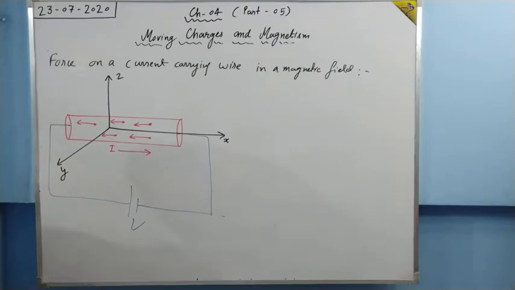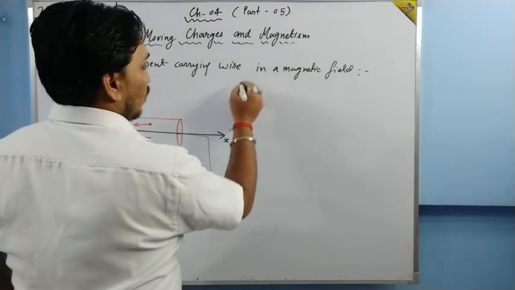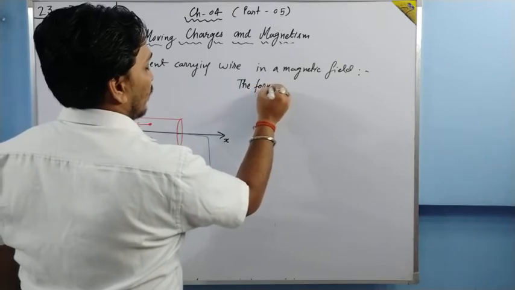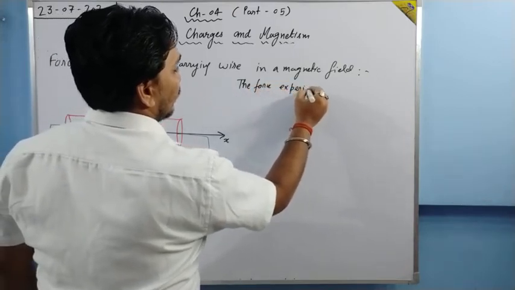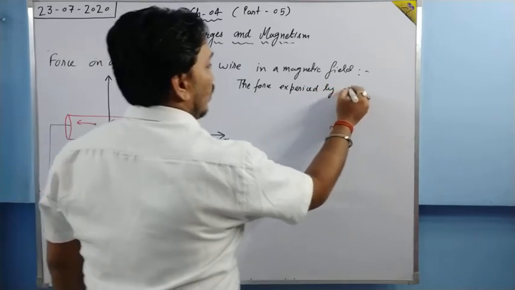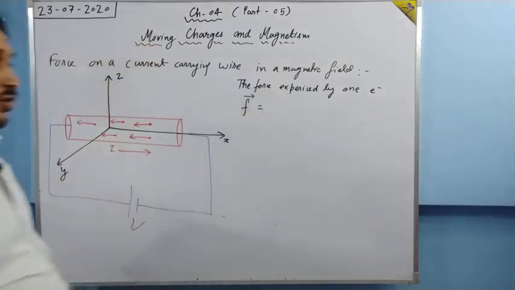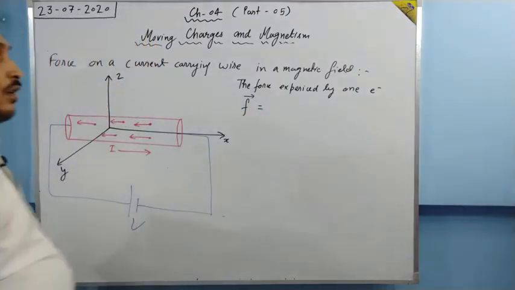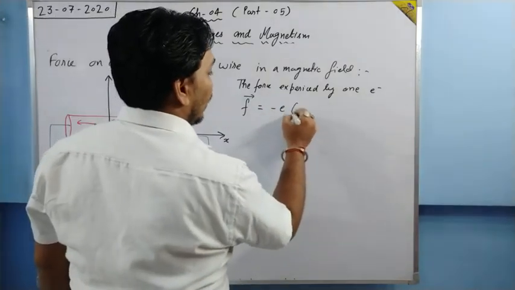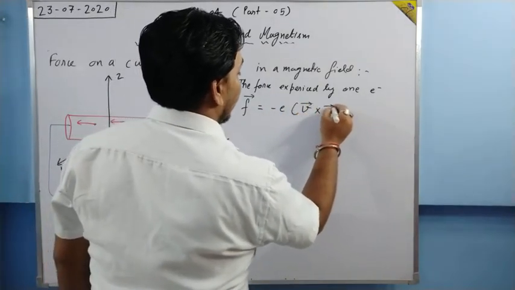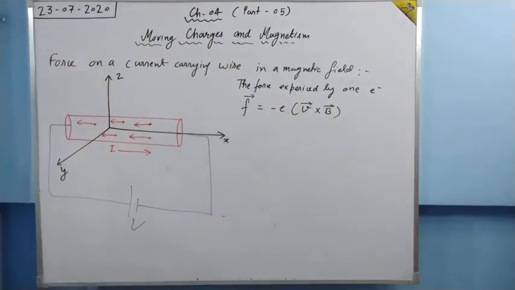So what is the force that one electron experiences? The force experienced by one electron, small f I have written because I am calculating the force on one electron, is f vector equal to minus e v vector cross B vector. Why have I put a minus sign there? Because the electron is a negative charge, the direction of force will be opposite. I told you at the beginning of the lecture. So minus e into v vector cross B vector, right?